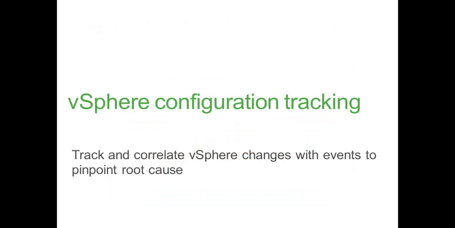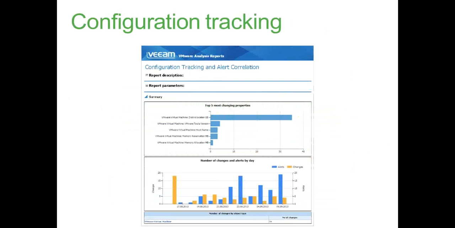vSphere configuration tracking and correlating vSphere changes into events to pinpoint the root cause. So the configuration tracking and alert correlation reports show you what has changed in your vSphere environment. Let's say there's any issue with resources or capacity, you'll be able to see a correlation of events to help pinpoint the cause. Basically, these reports provide you detailed tracking of configuration properties for all your vSphere objects, including your clusters, network, data store, switch, host, and virtual machines, everything.